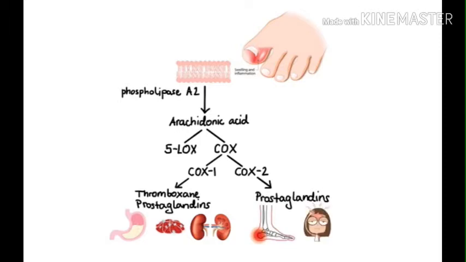Now that we discussed the role of COX enzymes in the inflammatory response, let's talk about mechanism of action of NSAIDs. So NSAIDs act primarily by inhibiting COX enzymes, which simply leads to decreased production of prostaglandins. As a result, NSAIDs produce anti-inflammatory, antipyretic, and analgesic effects. Now, based on their selectivity for COX enzymes, NSAIDs can be divided into three broad categories.